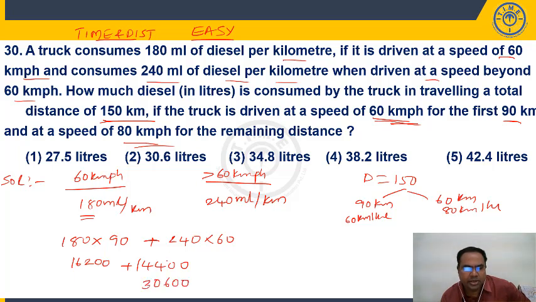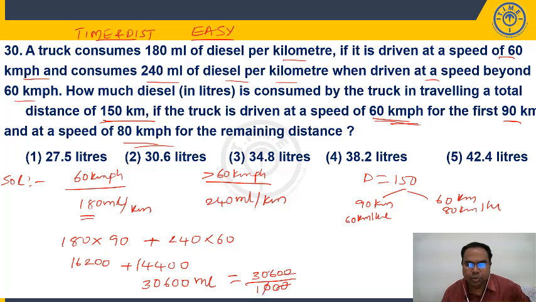30600 ml. If you want to convert into liters, divide by 1000. 30600 by 1000. So 2 zeros will get cancelled. Cancel this 0. Put the point. 30.6 liters. 30.6 liters is present in the second option.